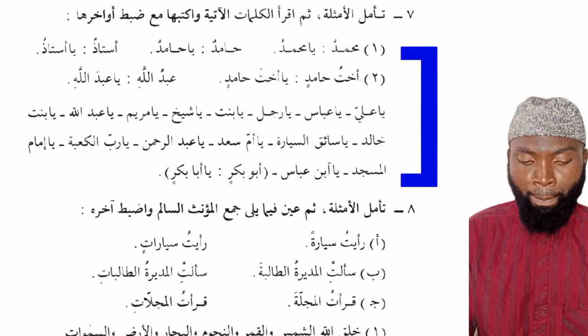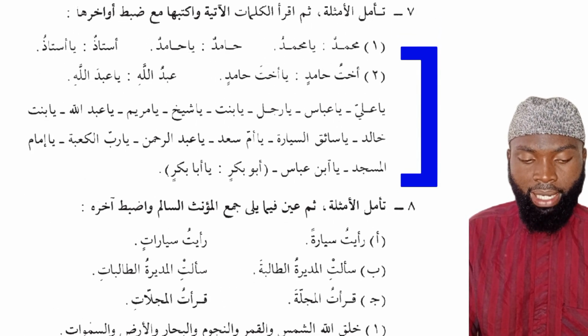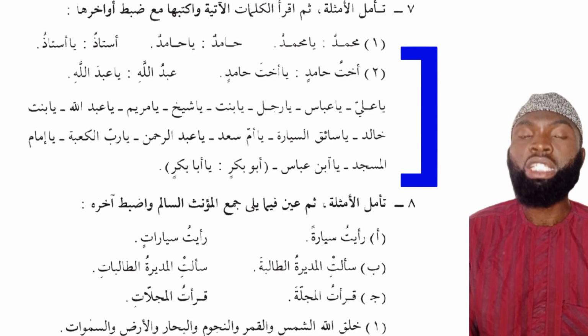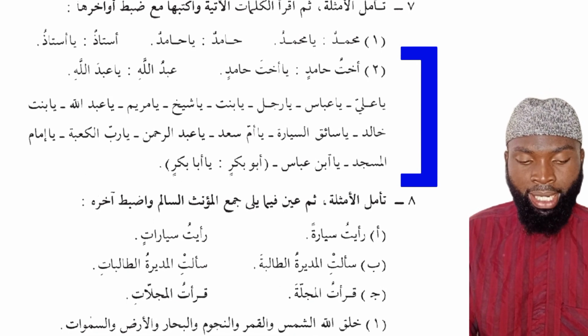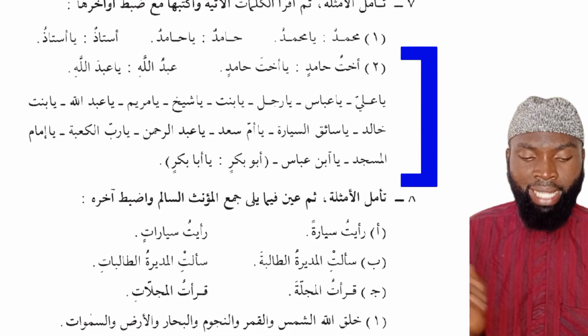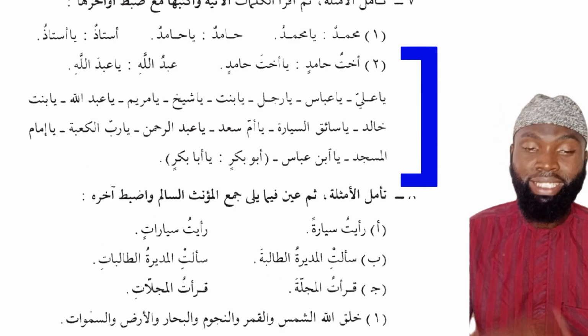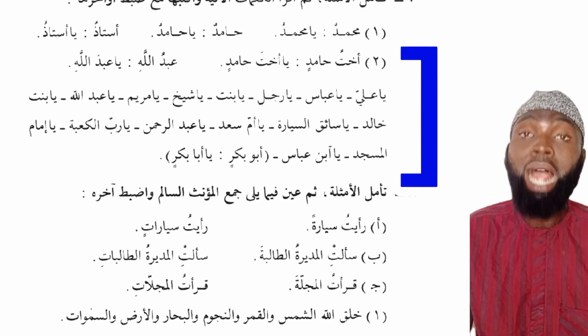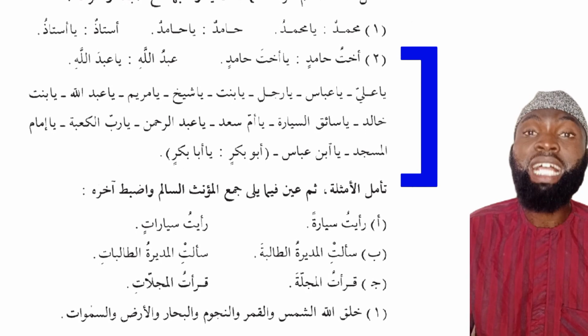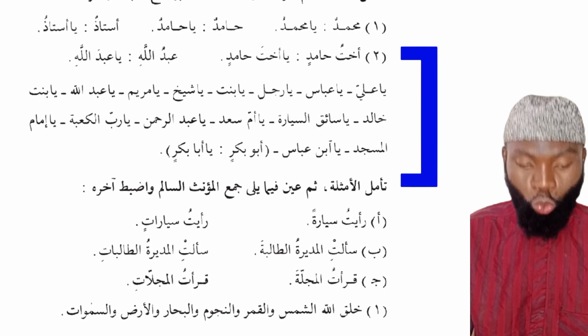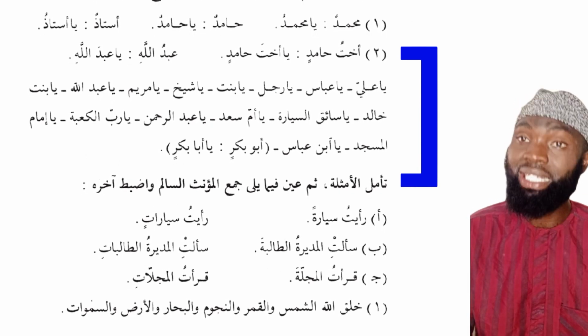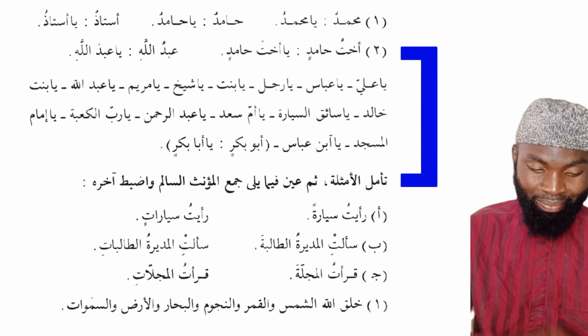Number 7, we have: study the examples, then read the following words and rewrite them by recording their endings. Study the following, then read the words and rewrite them by recording their endings. We have Muhammadun, ya Muhammadu. Hamidun, ya Hamidu. Ustadhun, ya Ustadhu. Then we have Ukhtu Hamidin. Hamid's sister, ya Ukhta Hamidin.